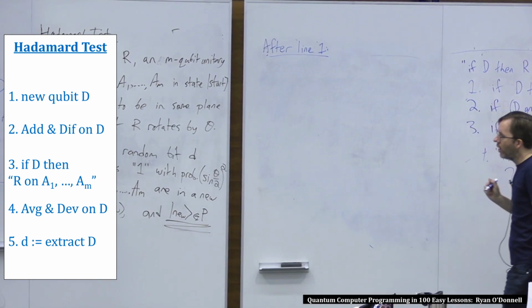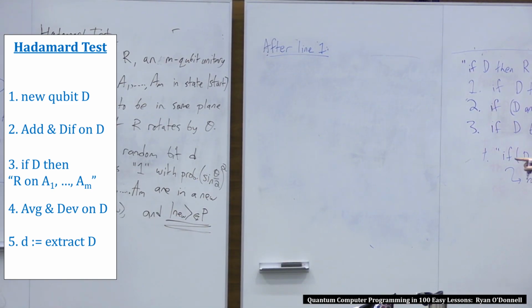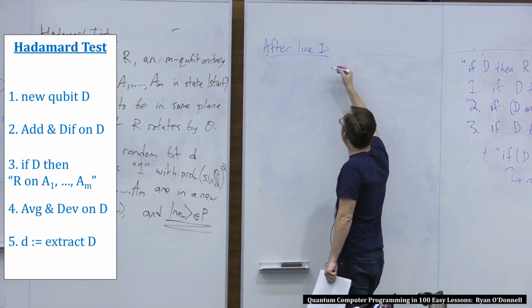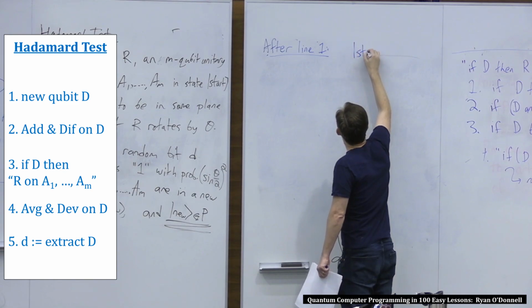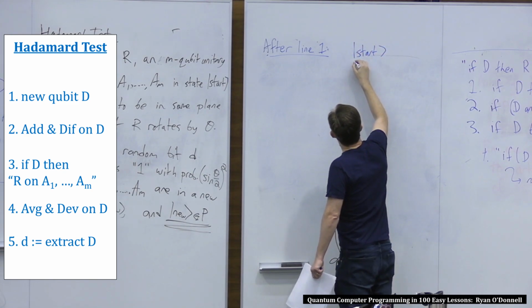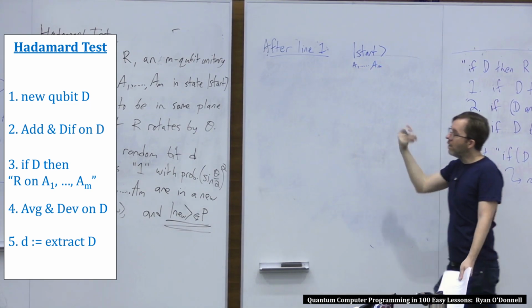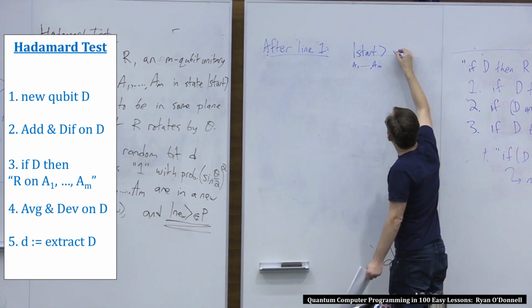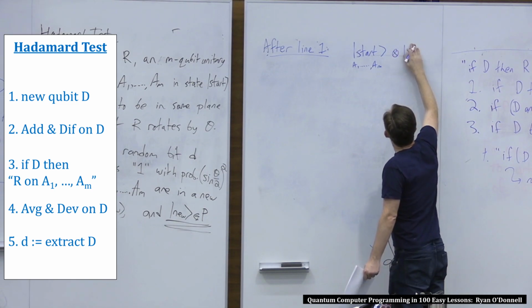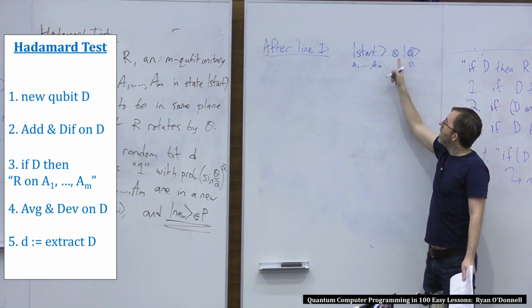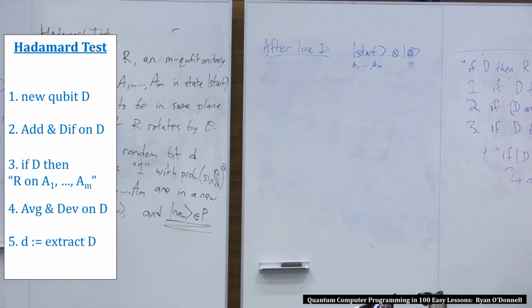So there are m plus 1 qubits here. And after line 1, well, before line 1, the state was this. It was ket start, and this was the state of A1 through AM. But after line 1, we make a new qubit called D. That's literally what this means. The new state is this new vector, and it's this tensor product. D is in the state 0.